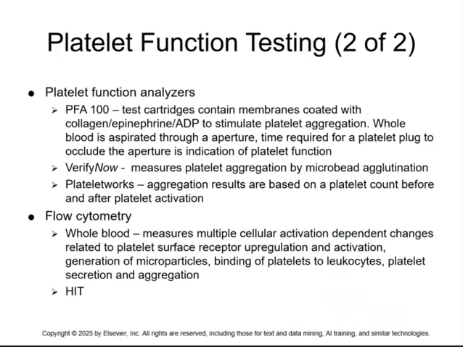In most of the hospitals, we have this thing called a PFA-100. It's a platelet function analyzer. There are cartridges that contain the agonists, either collagen, like we said, ADP, or epi, that will stimulate platelet aggregation. You get whole blood, put it in the aperture, and measure the time it requires to make a platelet plug. So what it's doing is measuring how long it takes to block the aperture. That will tell us platelet function. So that's one.